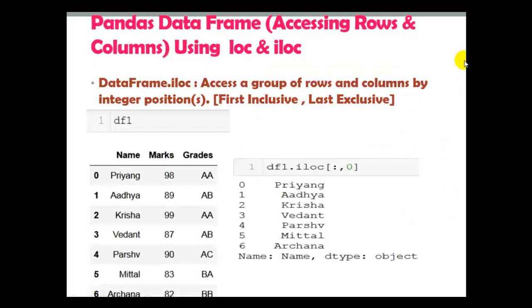Now iloc accesses a group of rows and columns by integer position or positions. Please remember, here the first is inclusive and the last is exclusive. That you can see over here. I want to print all the rows of column 0, meaning the first column over here, with rows 0, 1 and 2. That you can see over here. It will print all the rows of the name column.